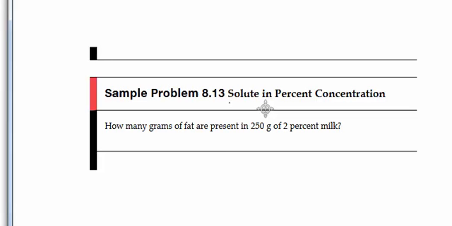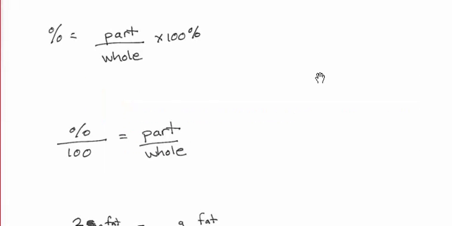Sample problem 8.13 of your textbook asks how many grams of fat are present in 250 grams of 2% milk. Pause the video to answer. There are a variety of ways to solve percentage problems.